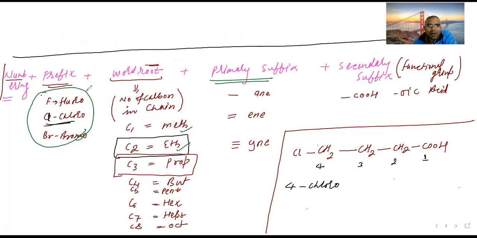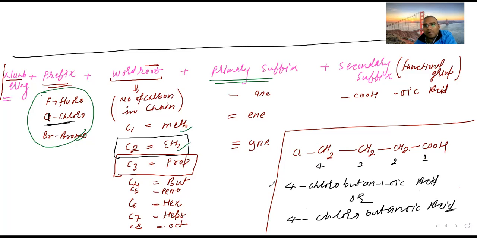After that, the prefix is over. 4-chloro is over. Then we have to start the word root. So for the word root, how many carbons are there? Butanoic acid. Butane-1-oic acid. Since the position is first, we can also write 4-chlorobutanoic acid. Will you be able to understand my handwriting? Yes, sir. I'm just writing it down.